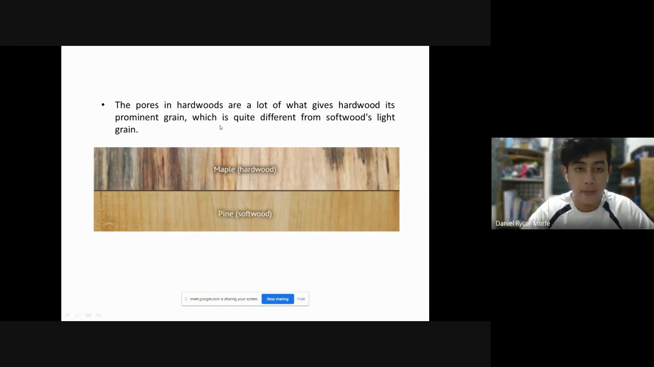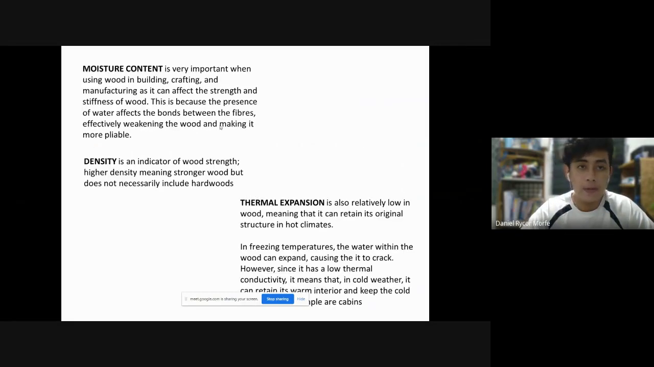Moisture content in wood is very important because too much water can make the wood weak. The presence of water affects the bonds between the fibers, effectively weakening the wood, making it more pliable. Density is an indicator of wood strength, mostly in softwood, because higher density means stronger wood, but hardwoods are already hard, so density doesn't matter as much. Thermal expansion: wood can retain its original structure in hot climates, while in freezing temperatures, the water within the wood can expand, causing it to crack.